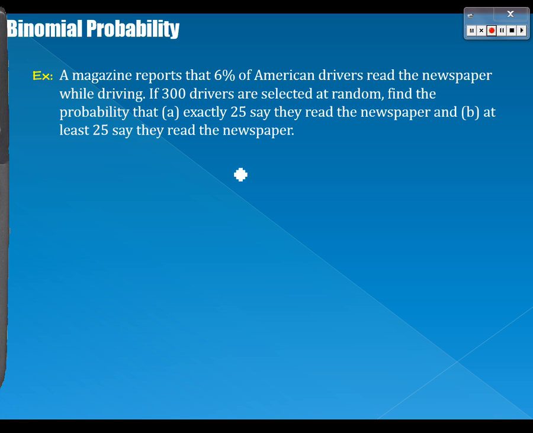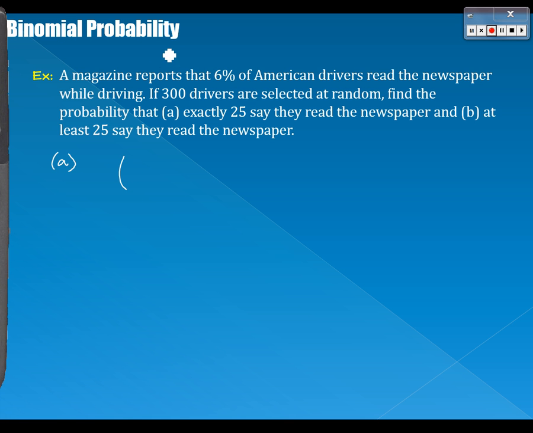Let's see, if 300 drivers are selected at random, find the probability that exactly 25 say they read the newspaper, and then at least 25 say they read the newspaper as well. All right, so I'm going to write out the answers to these, and there's not much to say about how to do this. It is very similar to the last problem, right? But there will be one snag along the way, and I will share it when we get there. You'll see right away what the issue is.